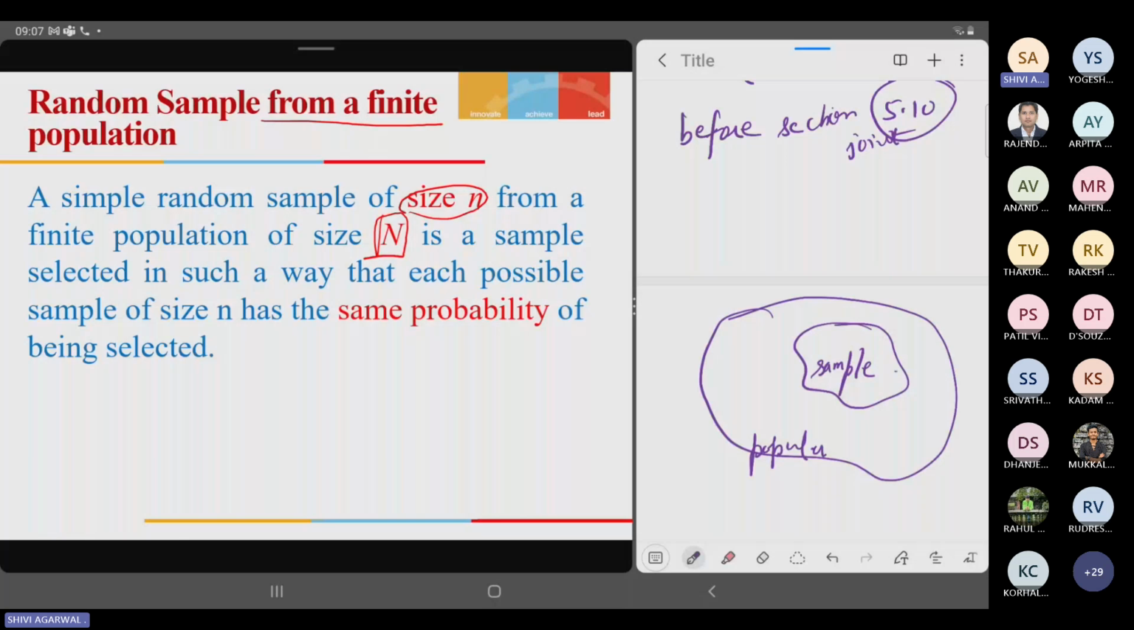So that is the population size N, and we are collecting a sample of small n, in such a way that each possible sample of size n has the same probability, because all students are the same. For me, they are equally likely. So it means they have the same probability of being selected. Got it?